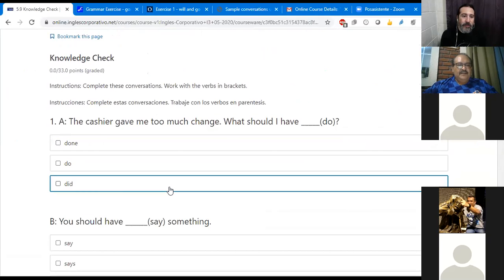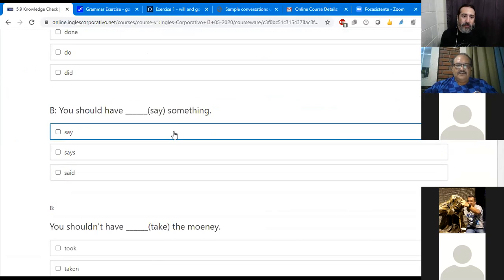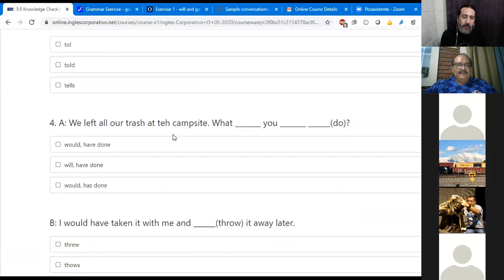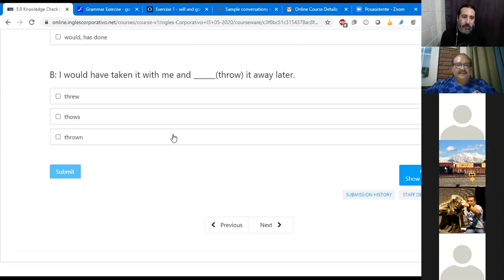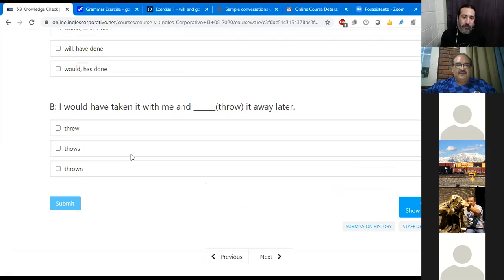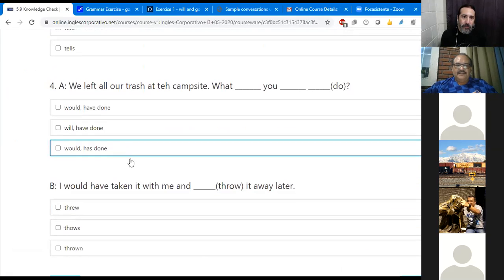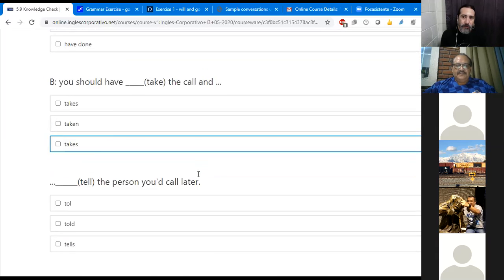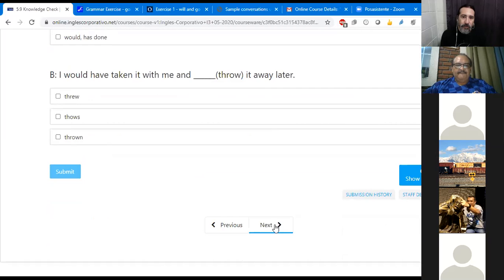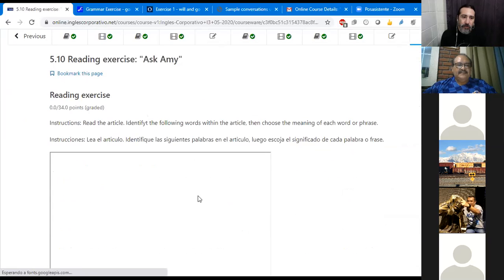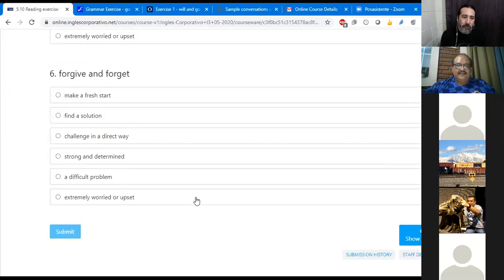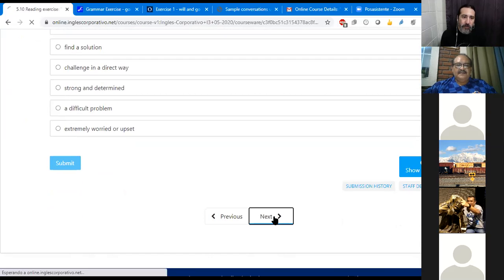Tomorrow we're gonna do the knowledge check using this structure. And I will send you, probably later, yes, I'll try to do it later, some other examples using this structure so that you can practice it. And then for tomorrow, we only have the knowledge check, and the final exam. And the reading.